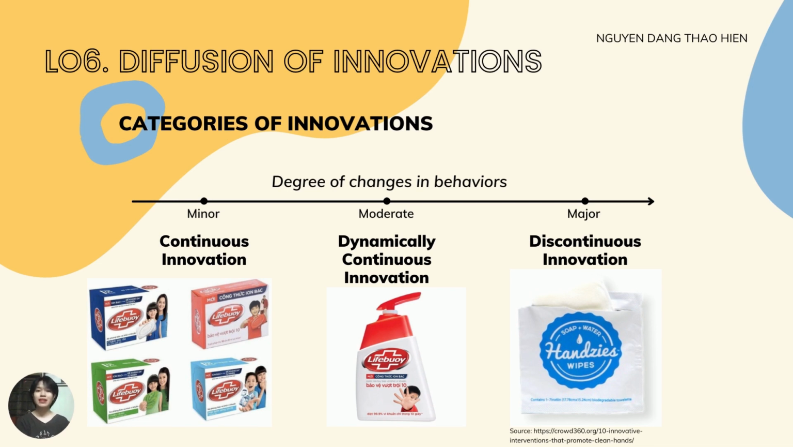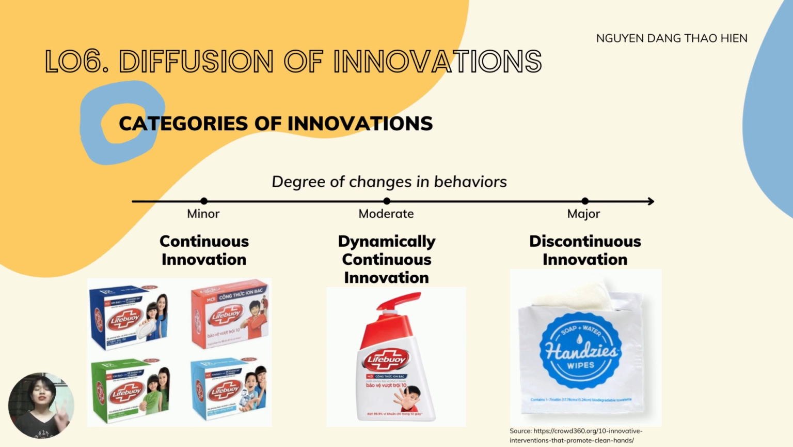Innovation is something that is seen as new. How much the innovation changes behaviors will differentiate three types of innovation. The first category is continuous innovation. It makes little or unimportant changes. To illustrate, Lifebuoy has developed many smells but keeps the traditional soap.